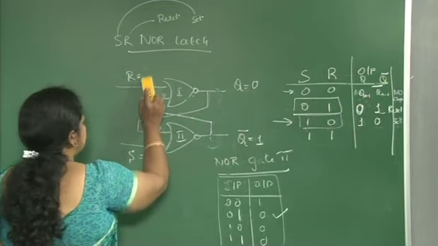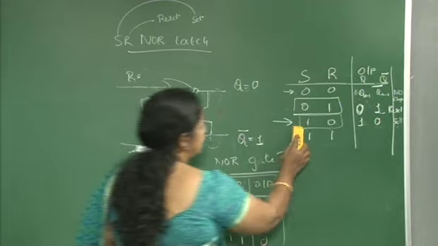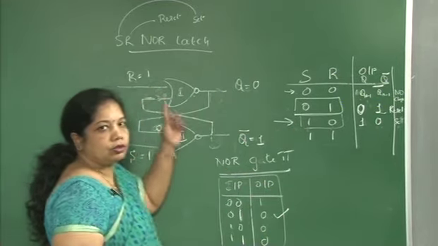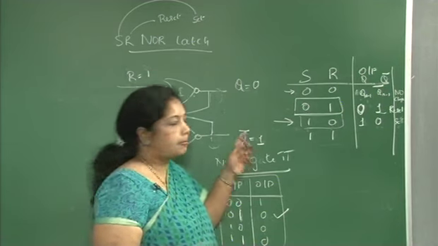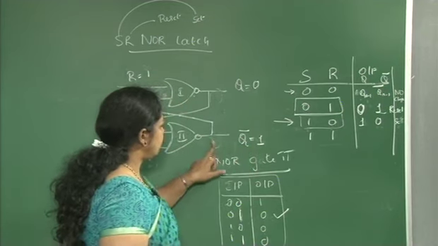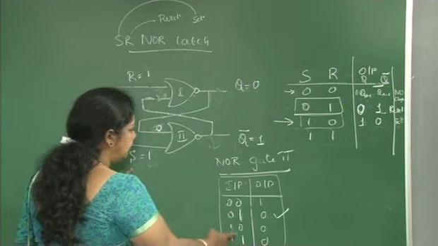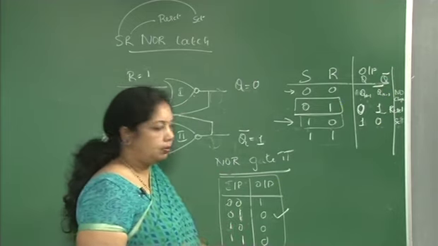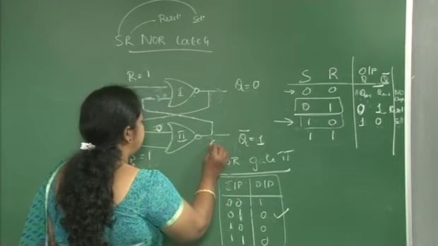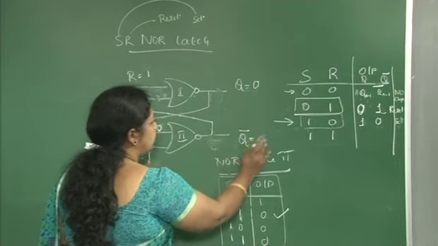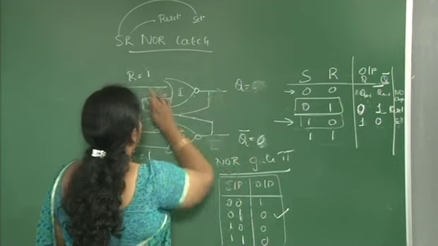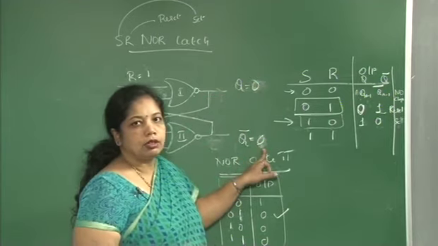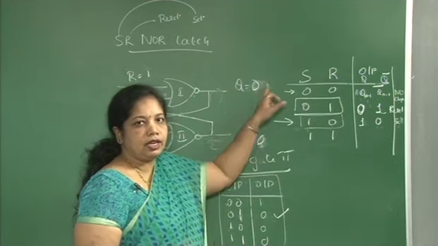The last inputs are 1 1. If I make both inputs R and S logic 1, as we discussed, in a NOR gate, if any one of the input is 1, my output is 0. So if this is 1, it should be 0, and this is 1, it should be 0. Which is contradictory here, it is violating the rule.